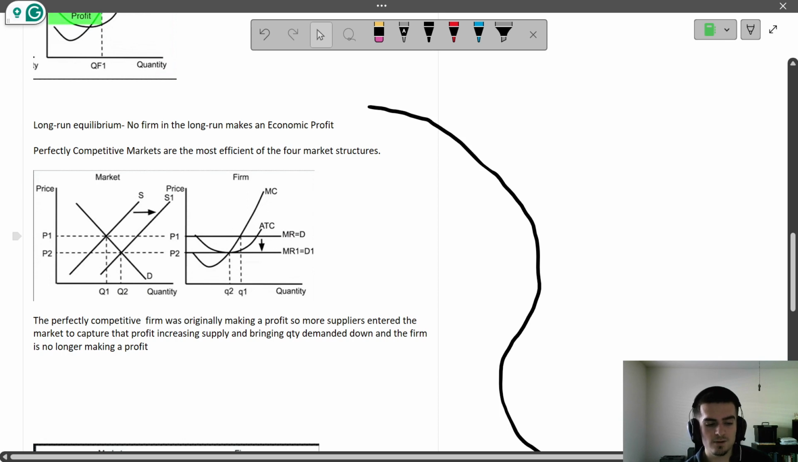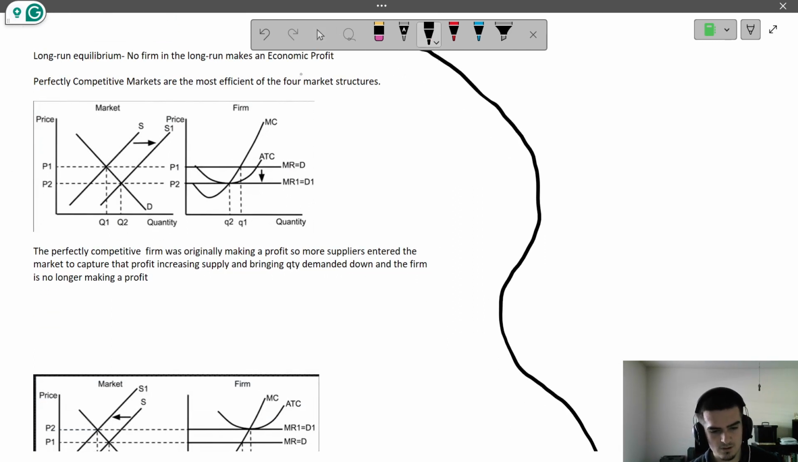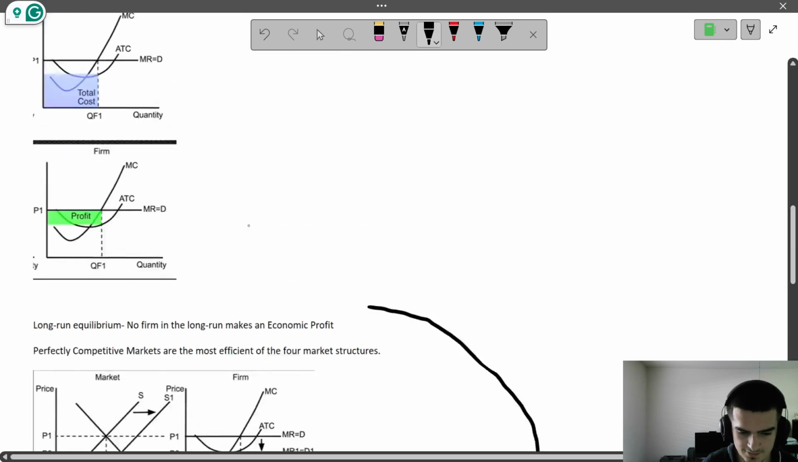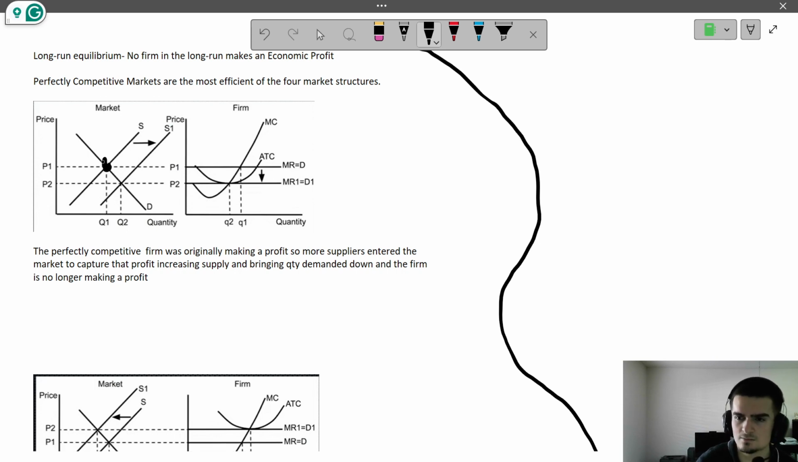But in the long run, no firm makes an economic profit in a perfectly competitive market. Why? Well, here we have a market, right? Let's say this is gas. And here we have the original marginal revenue, like we had up here. And people realize, oh, I can make a profit if I open a gas station. Then more people open up gas stations and the number of suppliers increase.